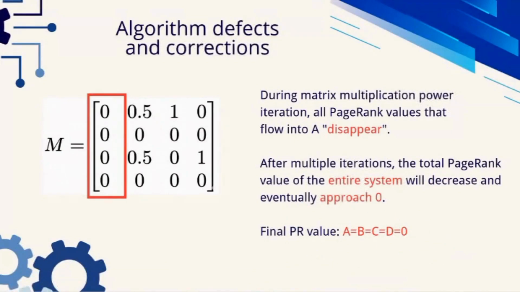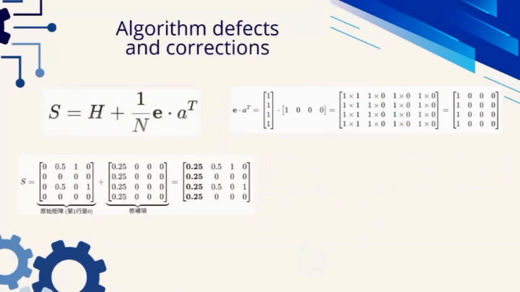How do we solve the problem? We need to ensure every column sums to 1. By using this formula, H means the original matrix, e means a vector with all ones, and vector a is a flag to point out which columns of the original matrix are all zero. As you can see, the first column of the matrix is all zeros, so the first number of vector a is 1, and the others are zeros. We multiply these two vectors with an outer product and get the correction term. Because every column needs to sum to 1, we divide by the number of nodes, which is 4. Finally, we add them together to get a corrected matrix S.